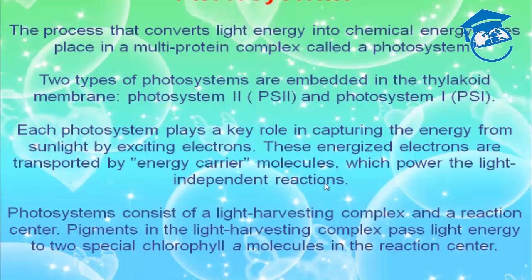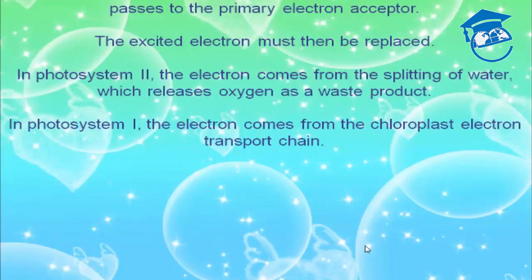As I told you, a photosystem consists of a light harvesting complex and a reaction center. Pigments in the light harvesting complex pass light energy to two special chlorophyll A molecules in the reaction center. Let's see how it is. The light excites an electron from the chlorophyll A pair, which passes to the primary electron acceptor. I'll show you in a diagram how it is, then it will be very clear to you.